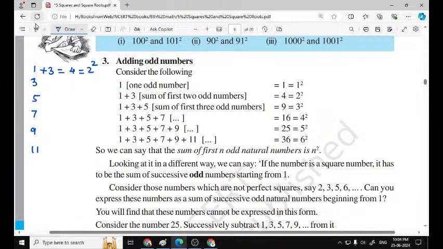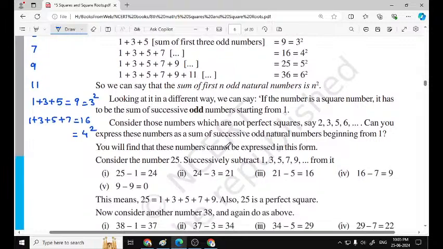Then if we add three odd numbers, that is 1 plus 3 plus 5, this is 9, which is 3 square. 1 plus 3 plus 5 plus 7 is 16, that is 4 square, and so on. So if we add odd numbers, then we get that sum as square of some natural number.